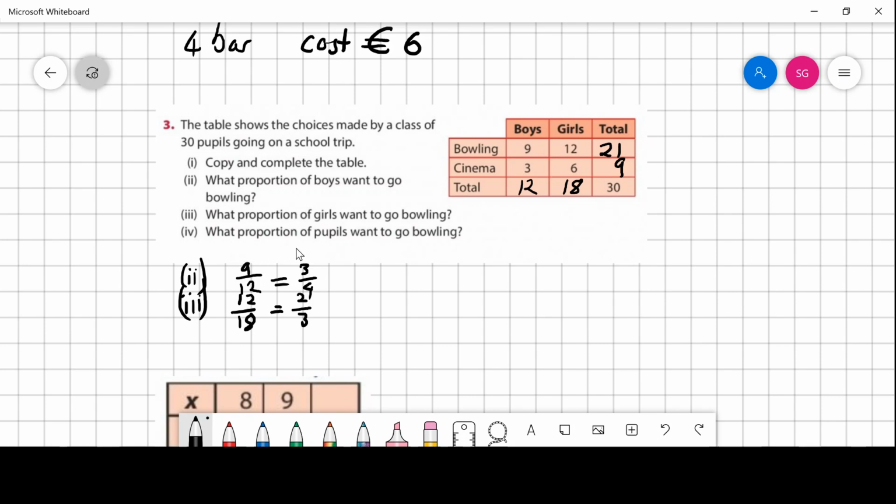Okay, so more boys as a proportion of the boys wanted to go bowling than girls wanted to go bowling. What proportion of the students wanted to go bowling? Again, we're looking at bowling total versus total. And we're going, okay, 21 out of the 30 pupils wanted to go bowling. So as a fraction, that'll end up being, 1 second, I'll just grab my calculator to make sure I get this one correct. I'm not trying to pull the wool over your eyes. Yep, 7/10 wanted to go bowling. Okay.